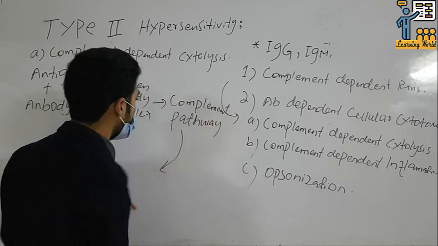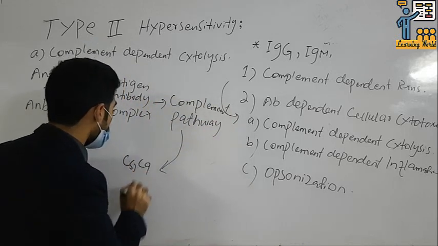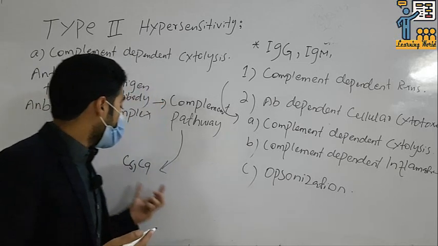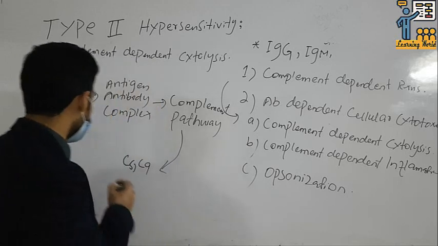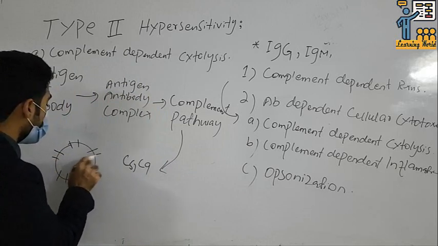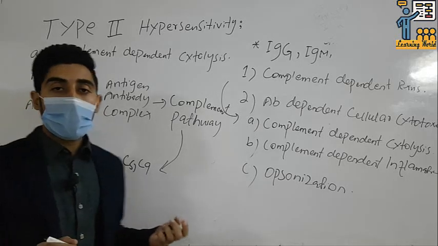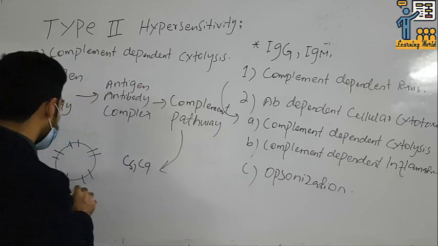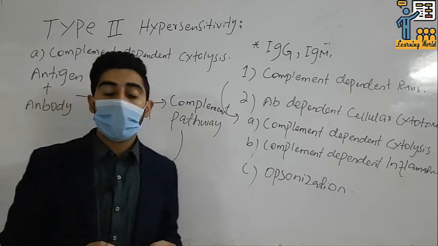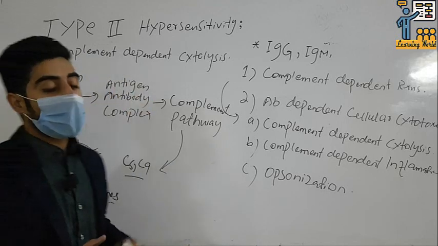When they activate the complement pathway, they will activate C5 and C9. C5 and C9 will form pores towards the infected cell. For example, this is the infected cell, so they will form pores on the surface of this infected cell and release the content of this infected cell, causing the destruction of this cell. These are the pores. These C5 and C9 are responsible for the destruction of this infected cell. That's all about the complement dependent cytolysis.